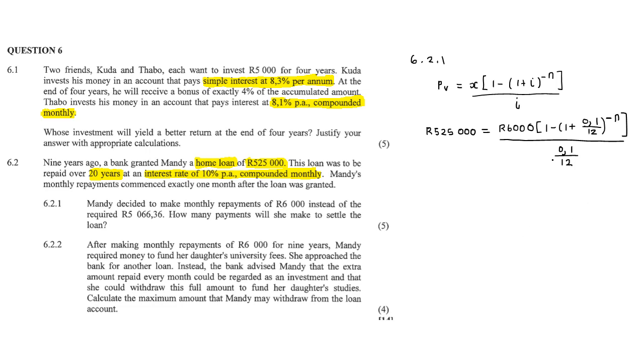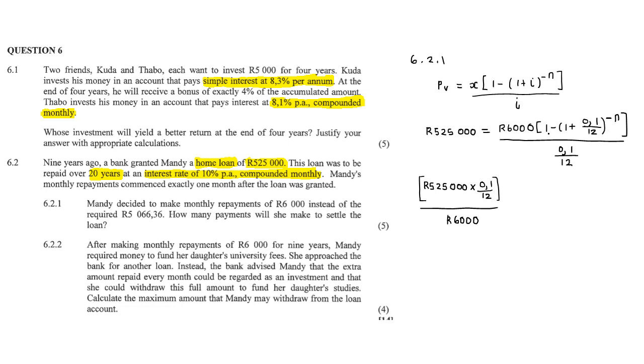So now it's just a matter of rearranging this equation very carefully and solving for n. Obviously the first thing we're going to do is multiply both sides by the interest. Once we've done that, that's gone. We're left with this big bracket, so we're going to divide this by 6,000 Rand. Now that's going to be equal to 1 minus this whole bracket.